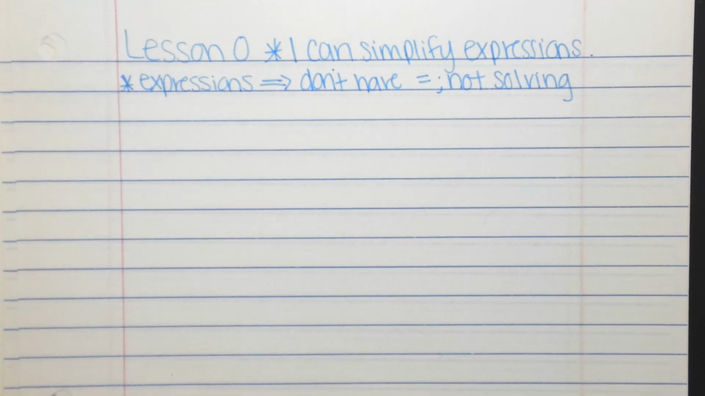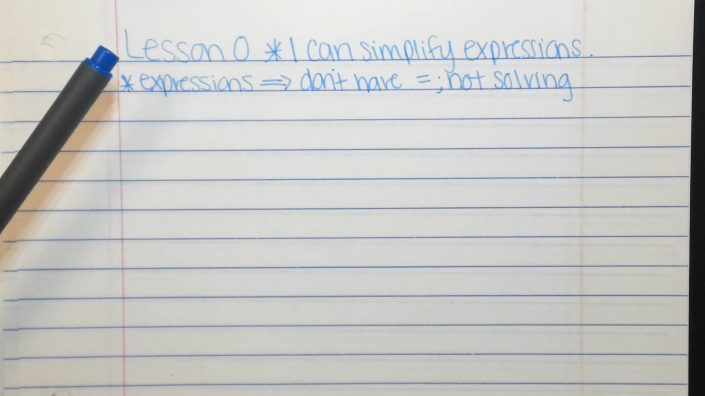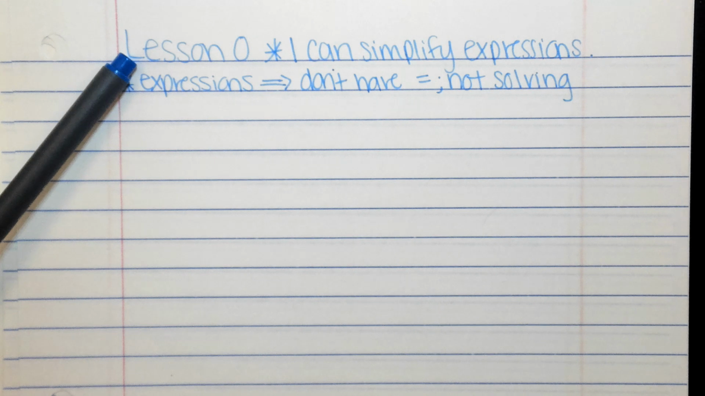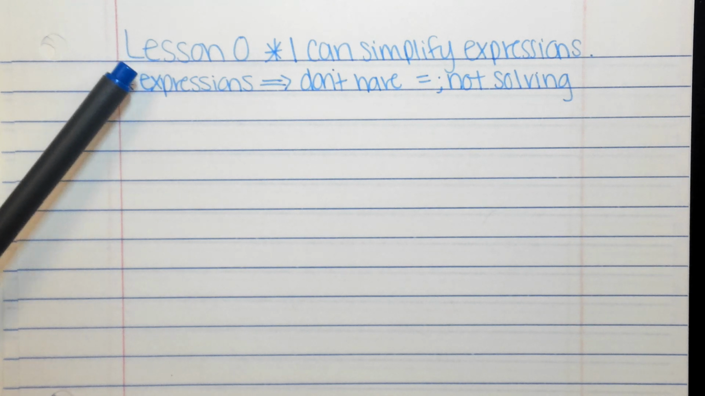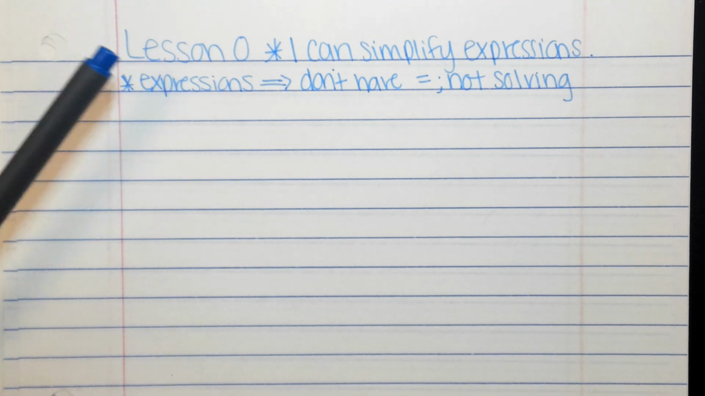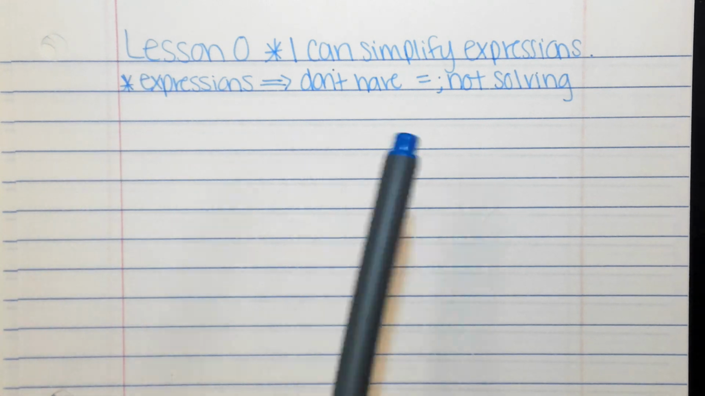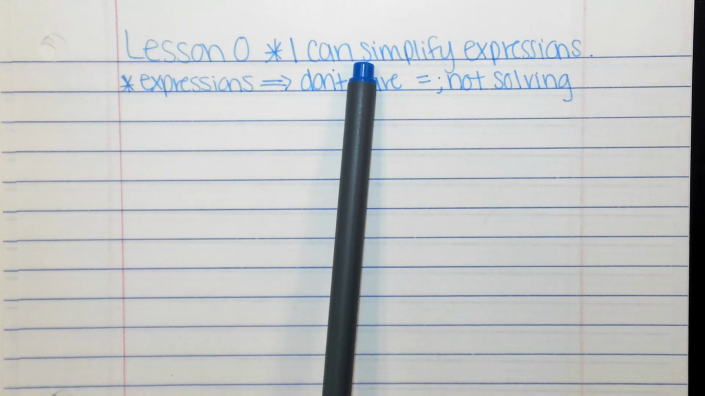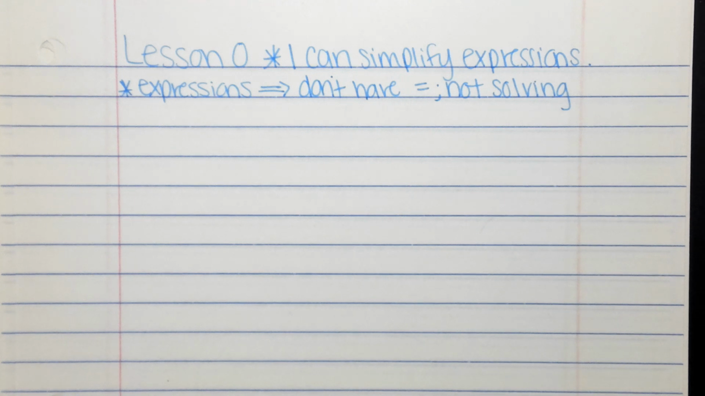When we start a new lesson, when we're taking notes, we're going to label it with the lesson number. Normally, if we were in person, I would do the section number, but to make our notes line up with our homework in Math Excel really easily, we just do lesson number. So this is lesson number 0. Then we write the I can statement or the learning objective. Today it's I can simplify expressions.